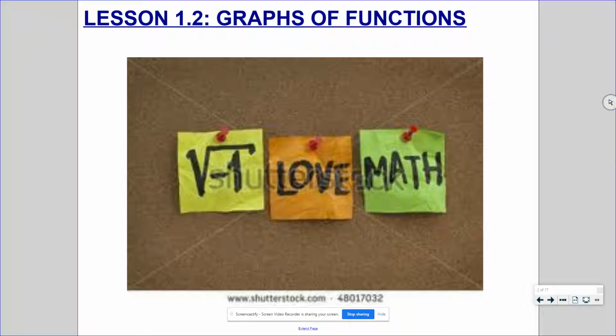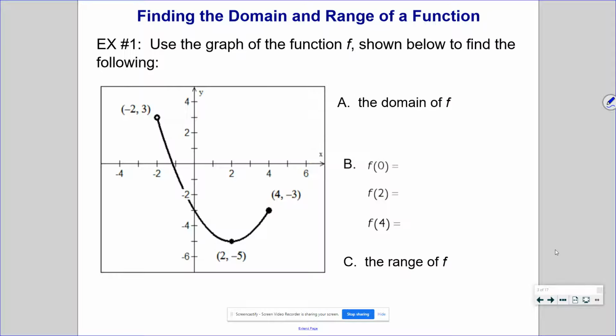It means I love math, because square root of -1 is i. Get it? So funny.